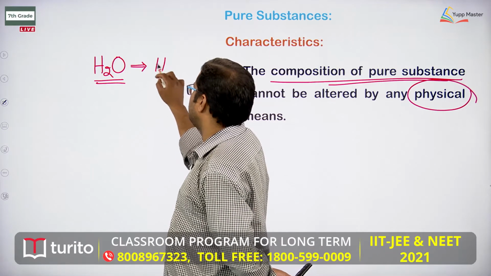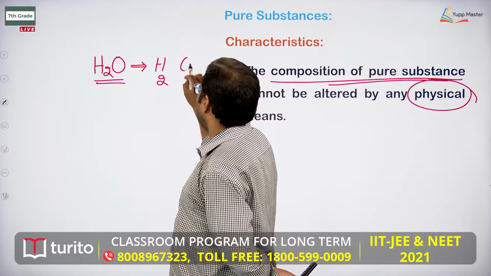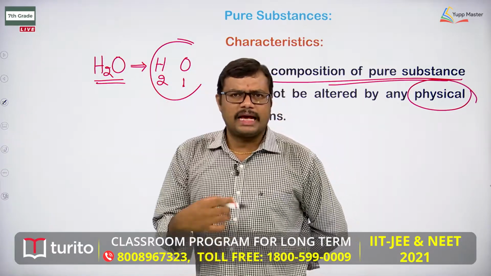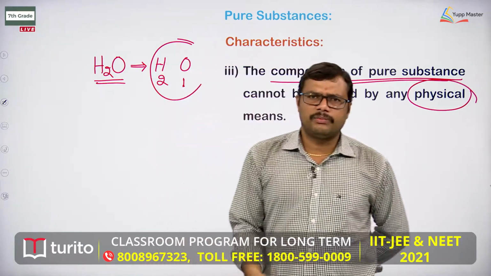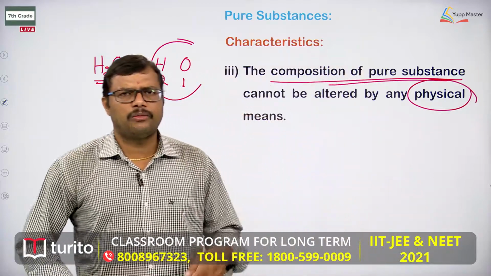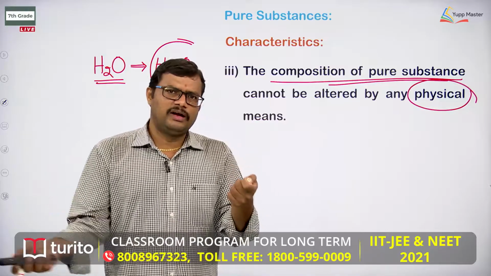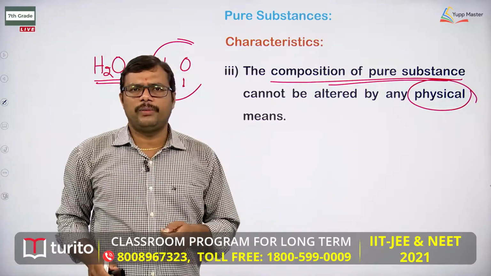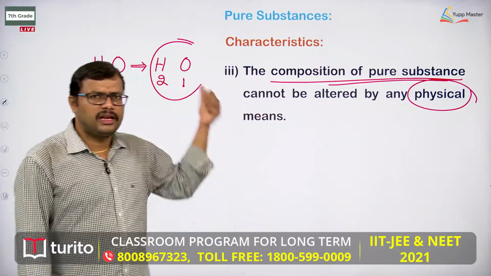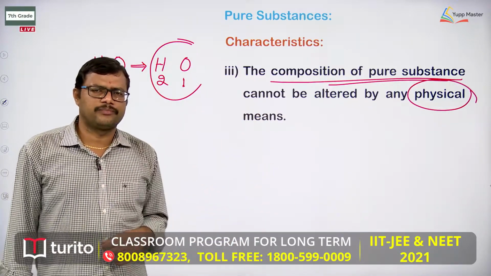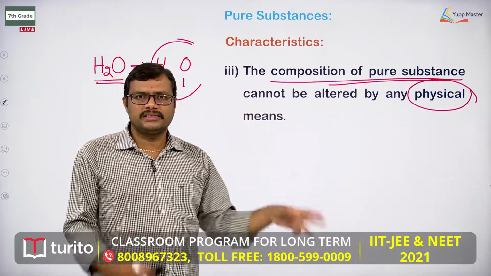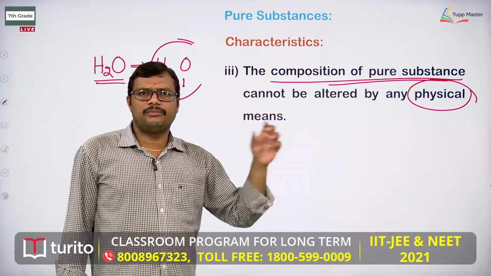What is the composition here? We have two hydrogen atoms and one oxygen atom. So the composition of water will remain as H2O. I cannot change it by physical means. For example, if I filter the water through a funnel, can I change H2O? Is it possible to change the number of hydrogen and oxygen atoms in that case? No. We cannot change the hydrogen and oxygen atoms by physical methods.